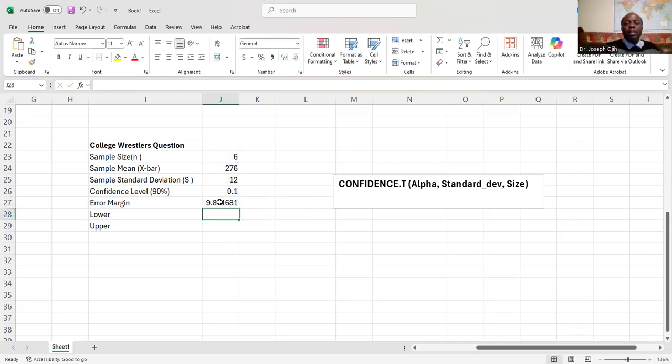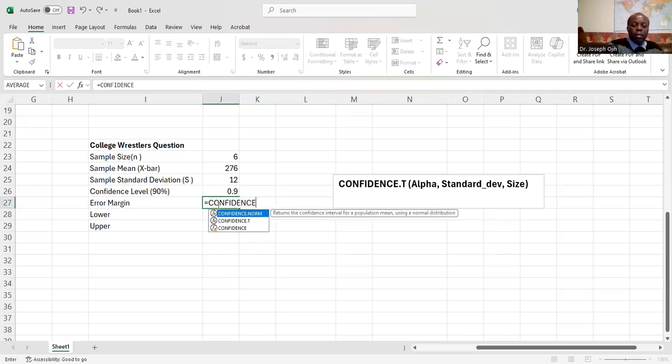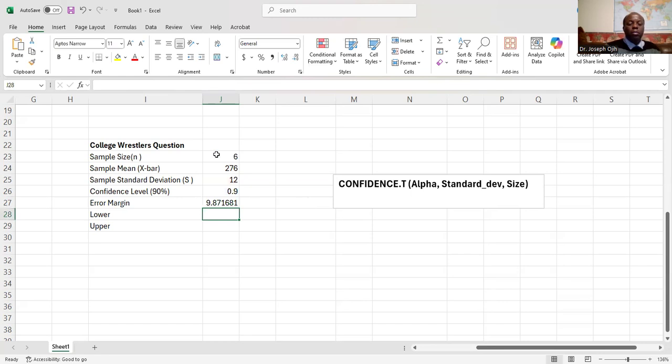Now, another way you can do this is, let's say that you say 90% confidence, which is 0.9. You put 0.9 here. Say and do equal confidence.t. You double click on this alpha, and because you have 0.9 here, you're gonna do 1 minus 0.9, comma. Then standard deviation is 12, comma. Sample size 6. You see that you get the same result. So if you put 0.9 here, you use 1 minus alpha. But if you put 0.1, you just click on alpha.